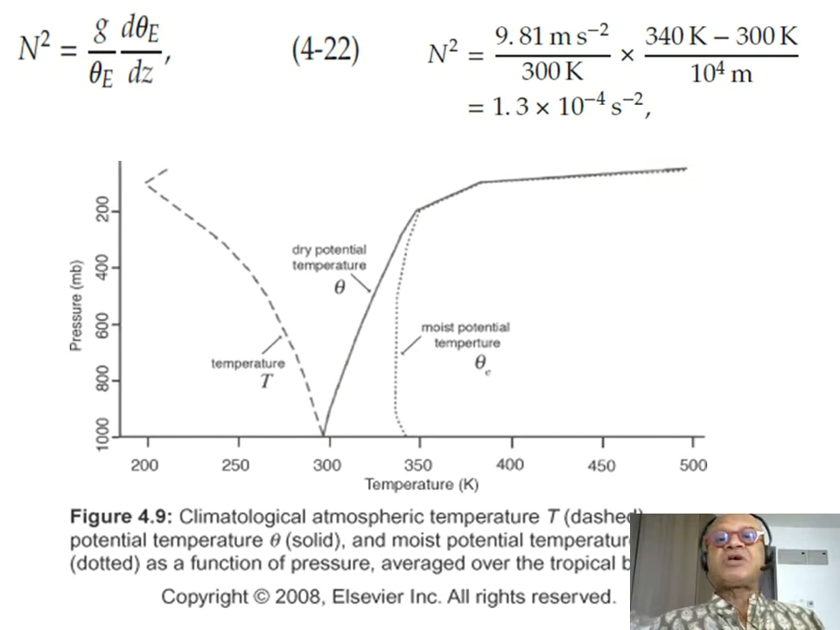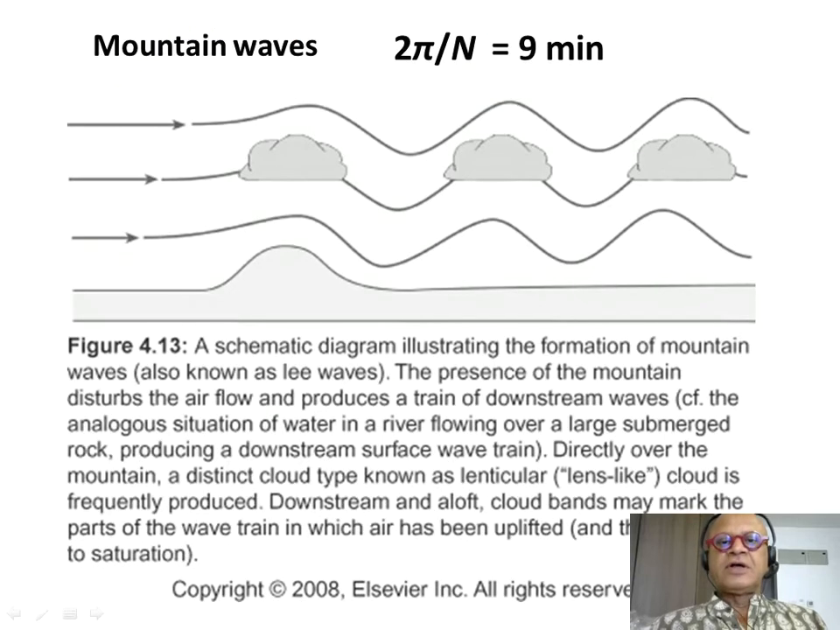So for a typical tropospheric profile, you can estimate N squared with g, theta_e, and d theta dz as a change over a certain pressure height divided by the distance delta z, right? So that's 1.3 times 10 to the minus 4 per second squared. So that's a frequency, seen here.